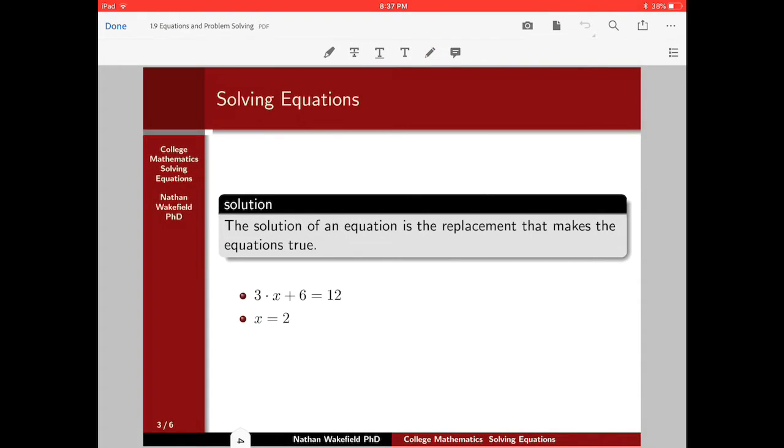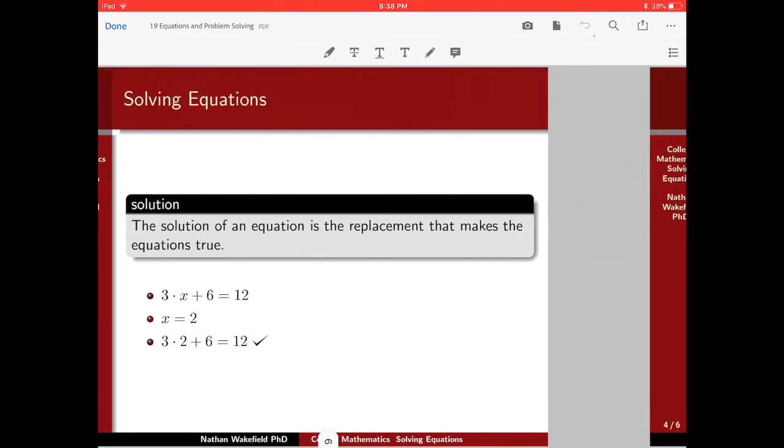So the answer is when x is equal to 2. If I replace x with 2, I get a true statement. So 2 going in for x gives me 3 times 2 plus 6, and that is indeed equal to 12. So this is a valid equation. It's a true statement: 12 equals 12. And therefore I have a solution, namely x equals 2. This is what it means to solve an equation.